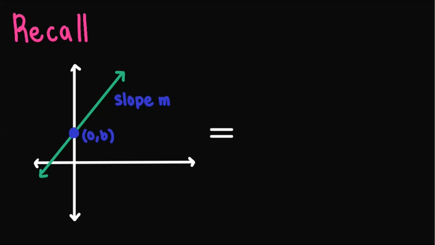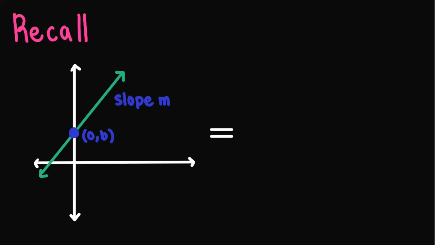Hi there. For this video, we'll be discussing the slope-intercept form of a line. So recall in the previous video that we have shown that just by knowing the slope as well as the y-intercept, we can find the equation of the given line.